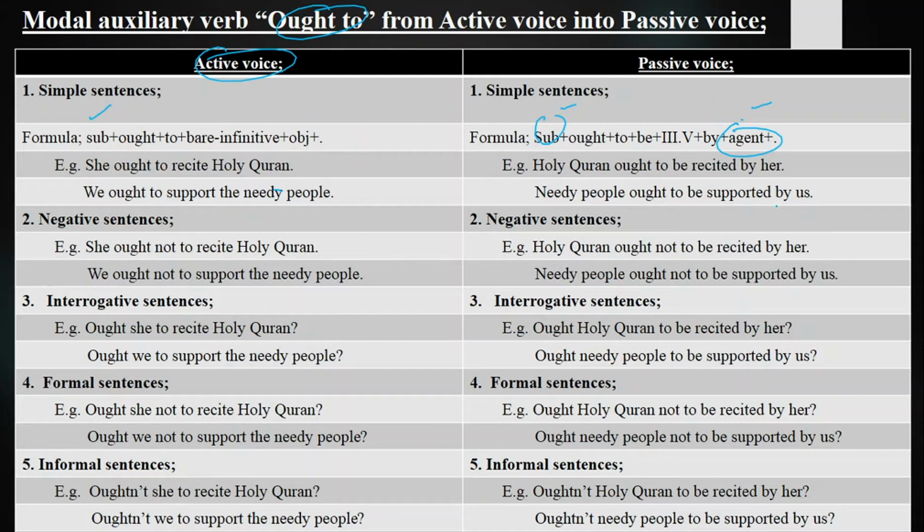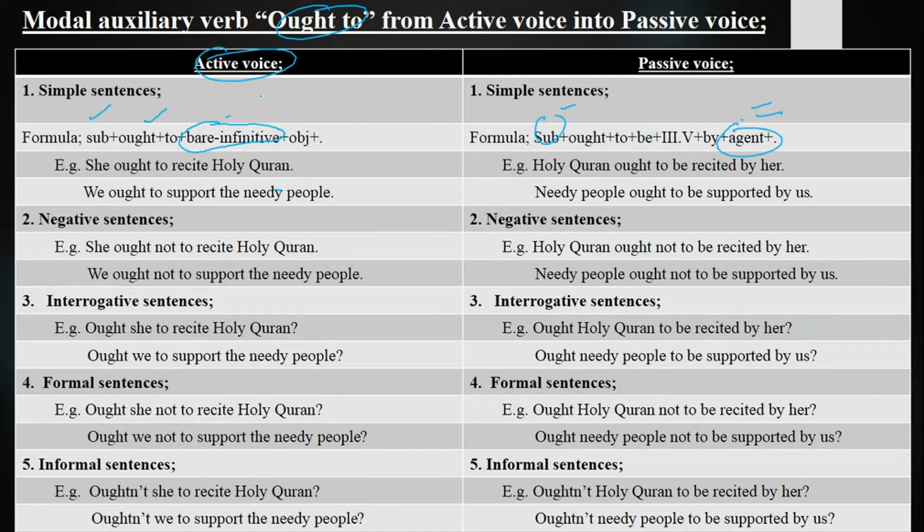Now your agent means the doer of an action, like Holy Quran ought to be recited definitely by a person, so there is the agent doing this action. And now let's discuss the formula of active voice sentences for the modal auxiliary verb ought to, that is subject plus ought to plus bare infinitive. Keep in your mind, with all modal auxiliary verbs you will be using bare infinitive. What is bare infinitive? It is one of the kinds of infinitives. Infinitives have some 9 kinds.